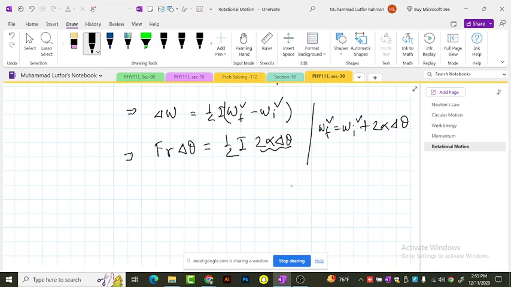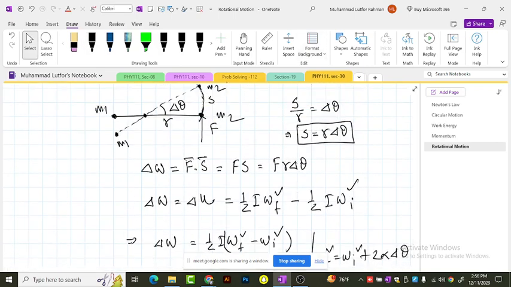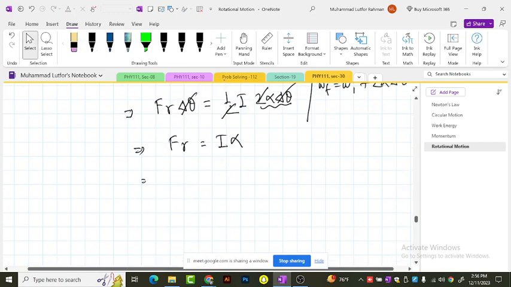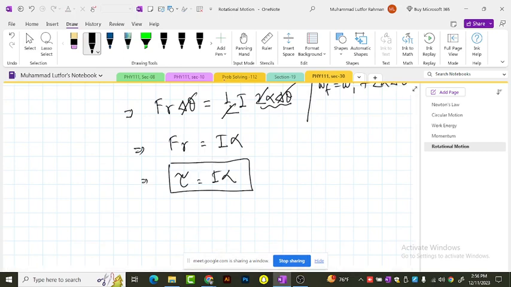Fine. Now look at this. I can cancel this 2 and I can also drop the del theta from both sides of this equation. Then I find that F R is simply I alpha. Now this F R is the torque for this diagram. This is your R and this is your force. They make an angle of 90 degrees, and sin 90 is 1. So F times R is simply the torque of this system, which means torque equals I alpha.